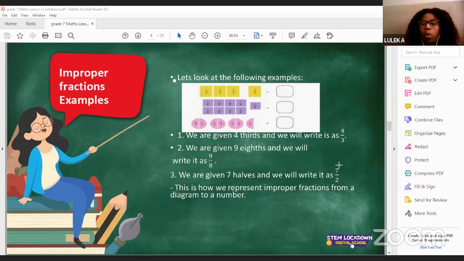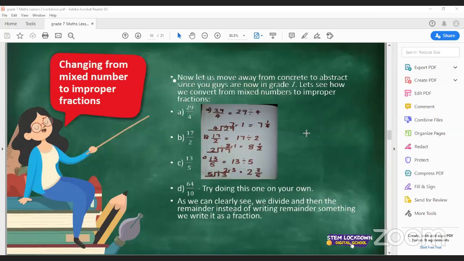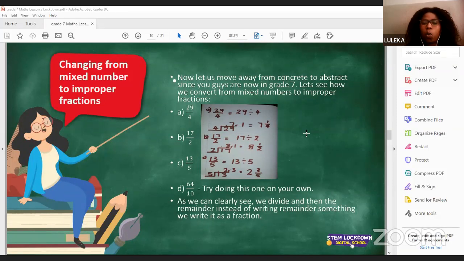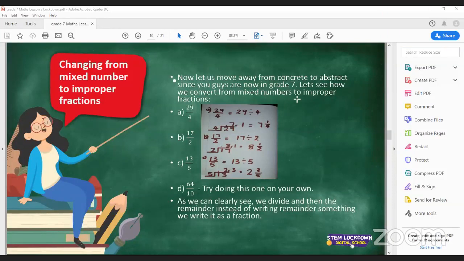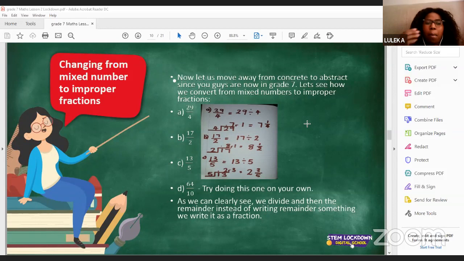Okay, so this is what we learn now, that the denominator of an improper fraction is less than the numerator. In other words, the numerator is bigger. Okay, let's move away from concrete to abstract, since you guys are now in grade 7. We did this already, as I said in the beginning. Let's see how we can convert from a mixed number to an improper fraction. This is how we do it. We're changing a mixed number to an improper fraction.